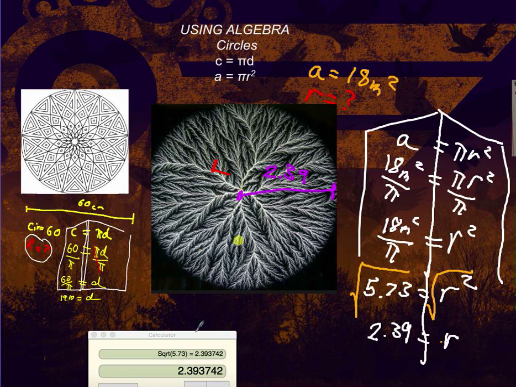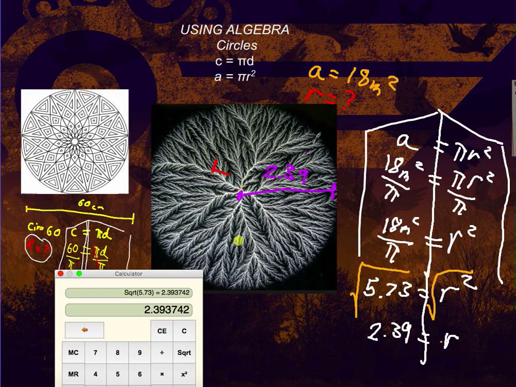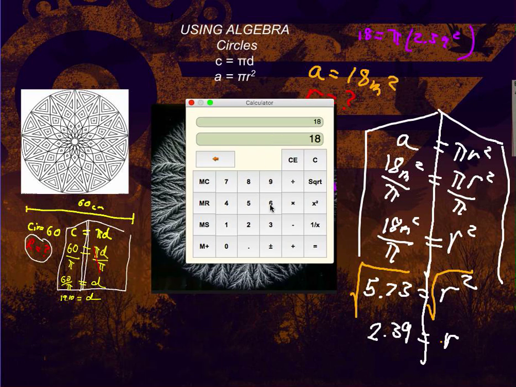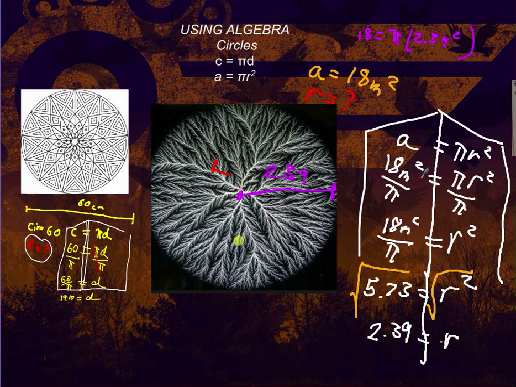And you can do an idiot check with this by actually plugging that number into the formula. So let's do it right now. We have 18 should equal pi times 2.39 squared. Let's see if it does. 2.39 squared times 3.14 should equal 18, and it does, 17.9. So we just did our idiot check and it worked out.